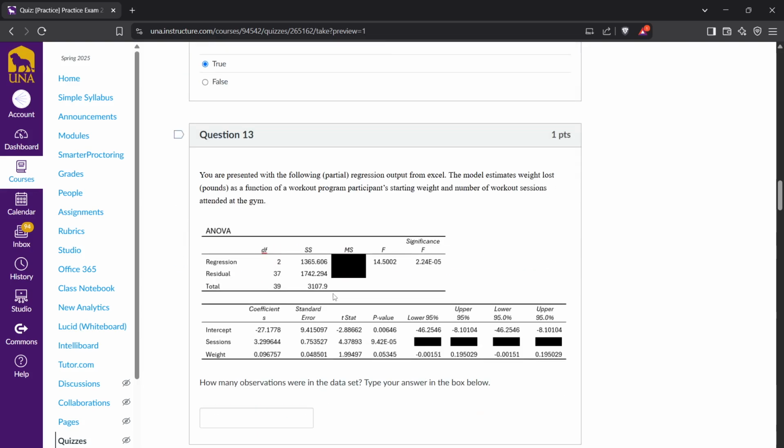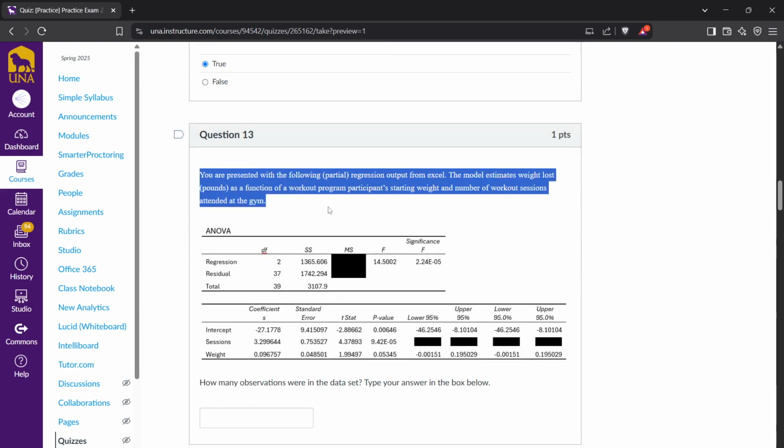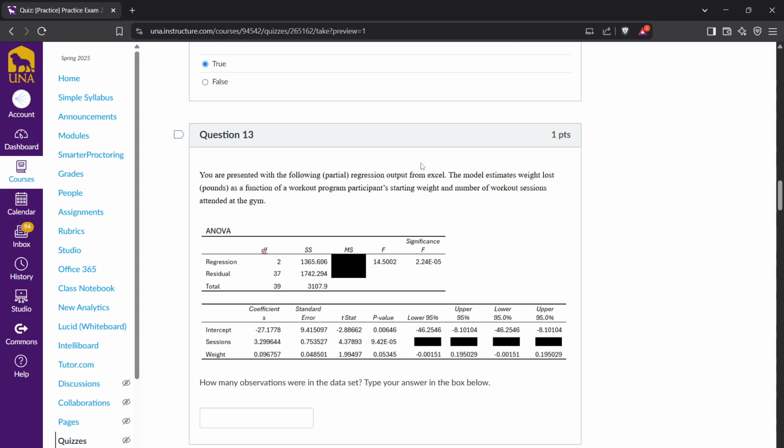Question 13. All right. Somebody got some different font carried away with the copy-paste here. You are presented with the following partial regression output from Excel. The model estimates weight lost. You have this data set. You might recognize this example. The model estimates weight lost in pounds as a function of a workout program participants' starting weight and number of workout sessions. And this is kind of cool.